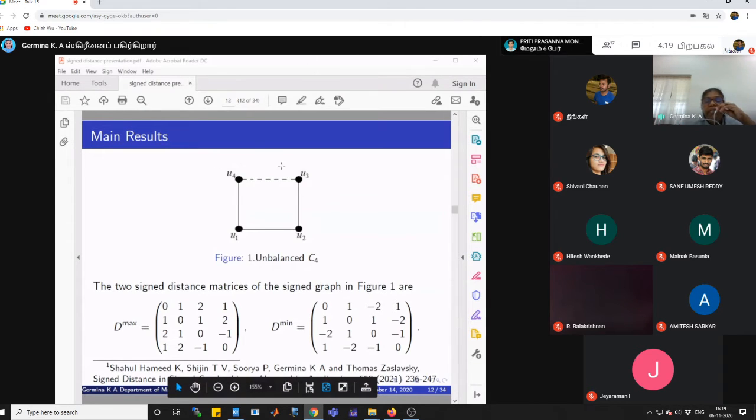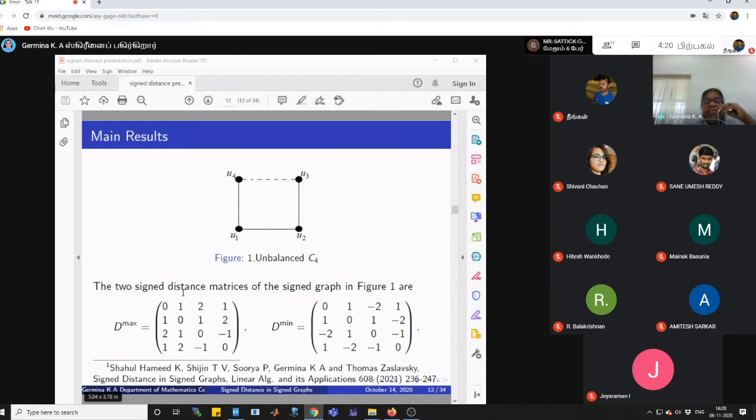So let us look at how to construct this. I have considered a very small example, C4. As you can see, this is a negative cycle because it has only one negative edge. So if you take the product of the signs on the edges, you will get a negative sign. So this is an unbalanced C4. So what are the two signed distance matrices for this signed graph?